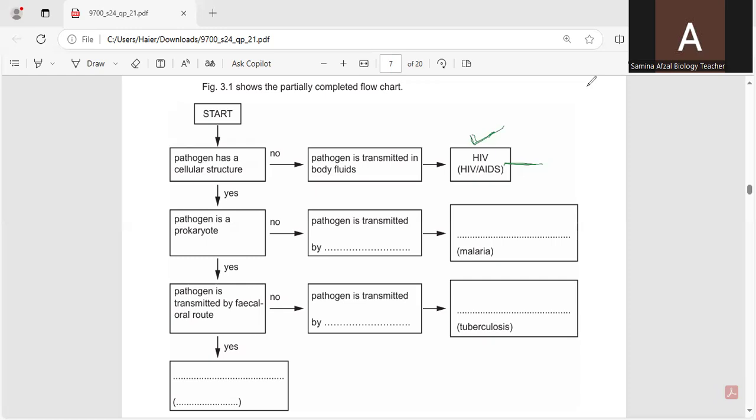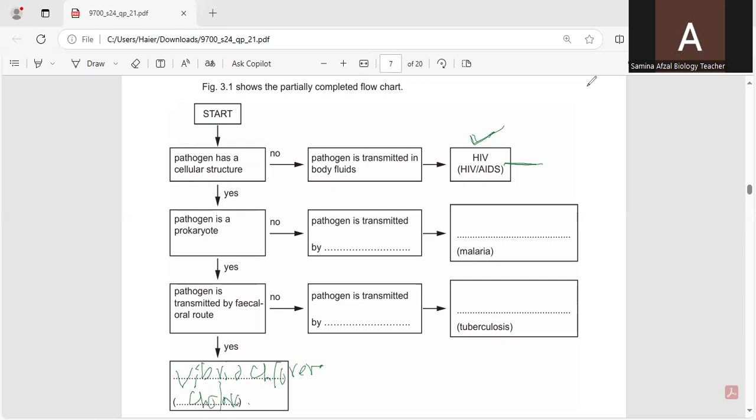On the other side, the pathogen is a prokaryote, and it is transmitted by the fecal oral route. This is a disease caused by contaminated food and feces. So it can be Vibrio cholerae, and the disease which is caused is cholera.